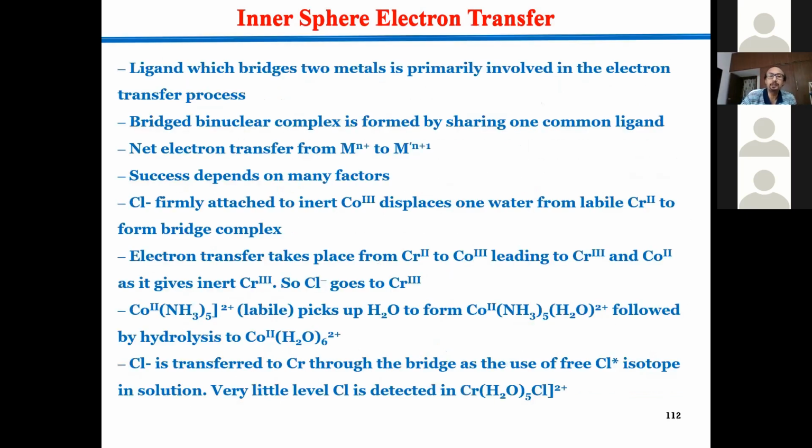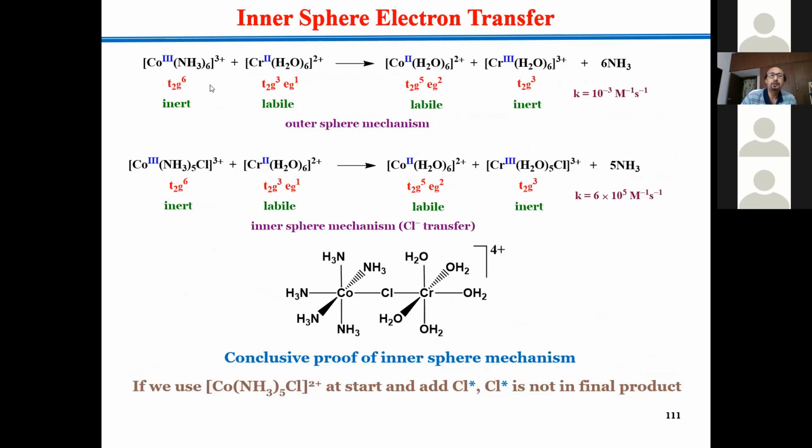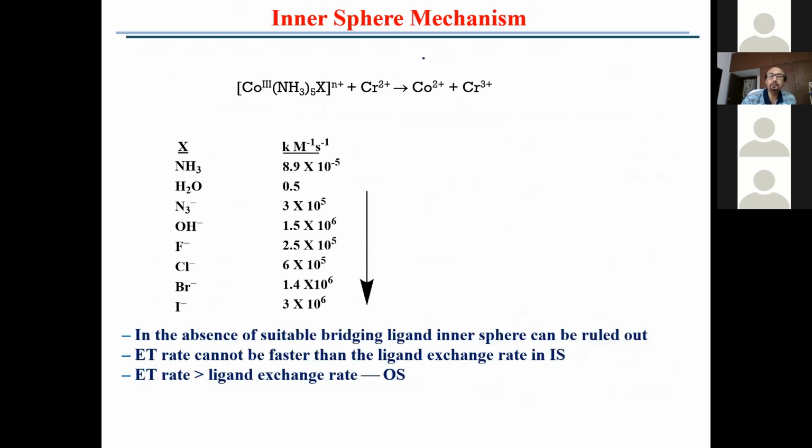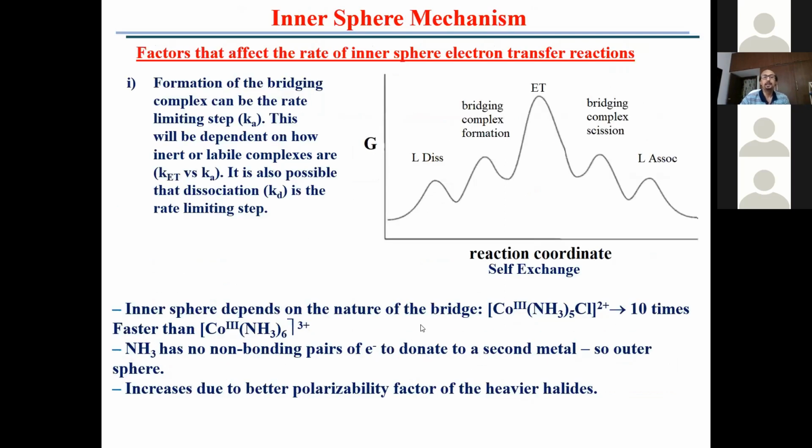Why is it outer sphere? But as soon as you replace one amine by one chloride, you see the inner sphere mechanism, right? So why is it so? It says very clearly that the rate would be 10 times faster for this case, because amine has no additional lone pair to bridge the other metal. So what we are trying to say is, is chloride the best bridging ligand?